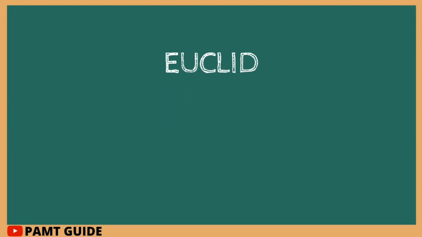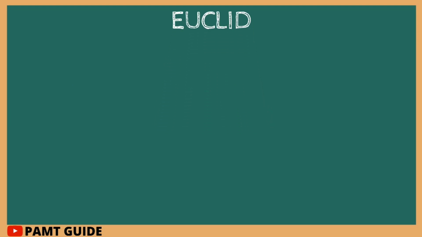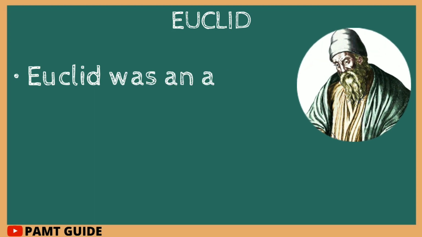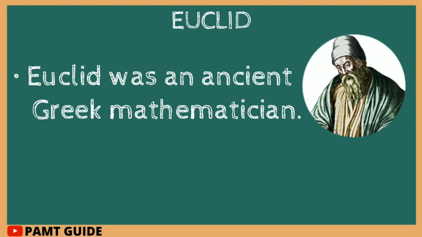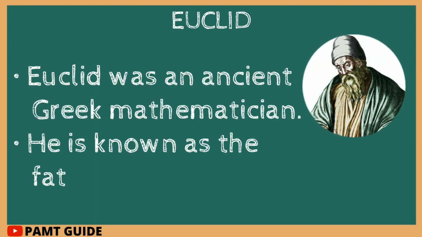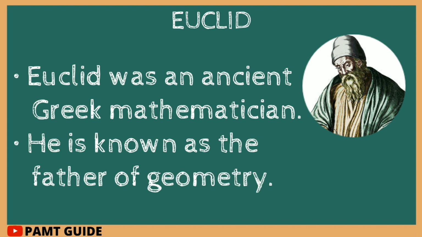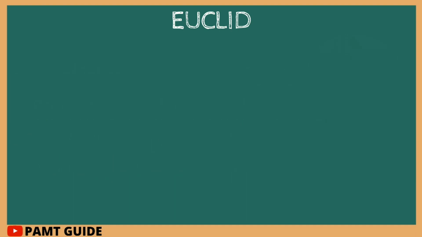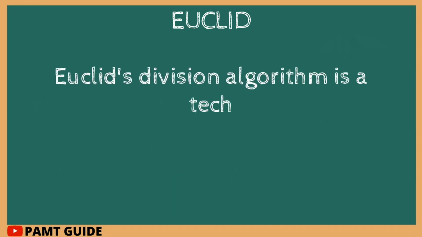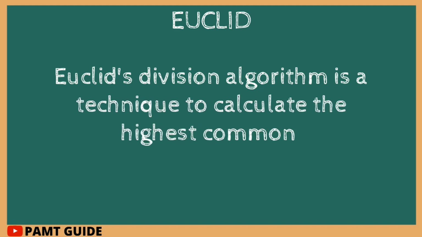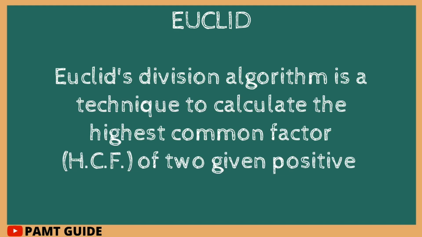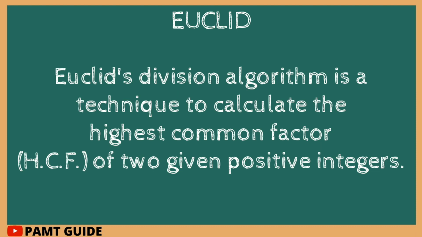Now the third part is Euclid. Euclid was an ancient Greek mathematician. Due to his groundbreaking work in math, he is known as the father of geometry. Euclid's division algorithm is a technique to calculate the highest common factor, or in short HCF, of two given positive integers.